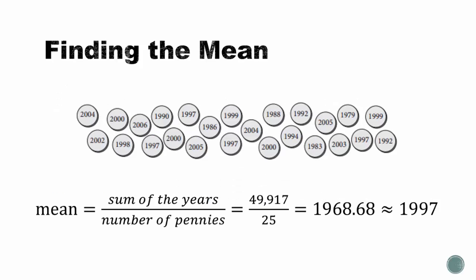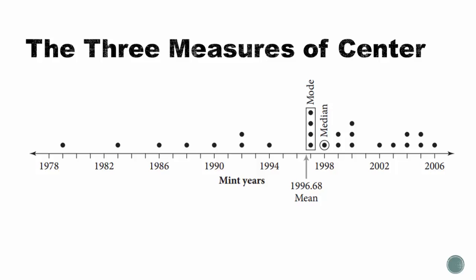To find the mean, find the sum of the mint years for all the pennies and divide by the number of pennies. In this case, it makes sense to round to the nearest ones place. Here's a dot plot of the mint years with the median, mode, and mean labeled. I'll post review videos in Module 3 if you'd like more information about calculating the mean, median, and mode.